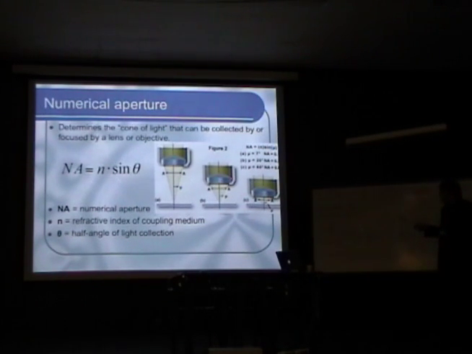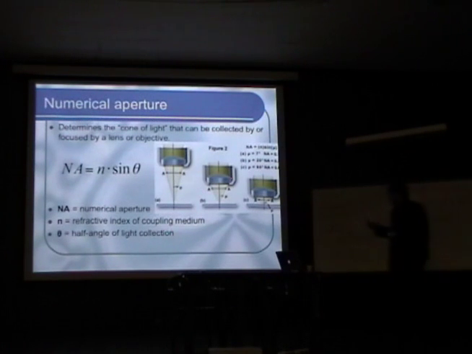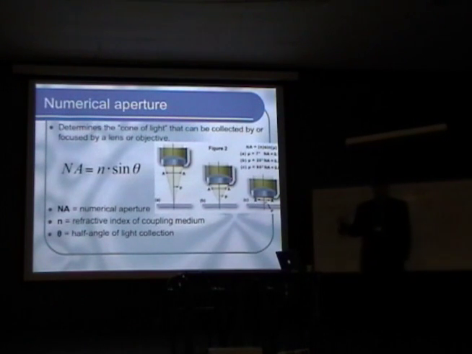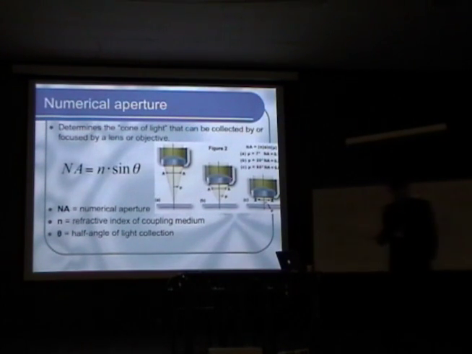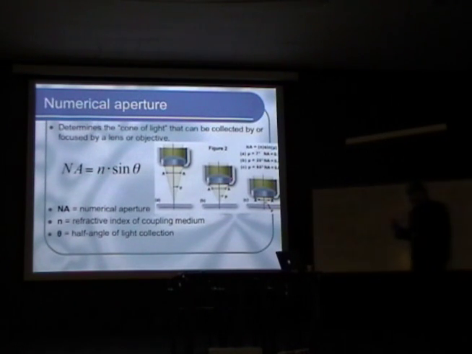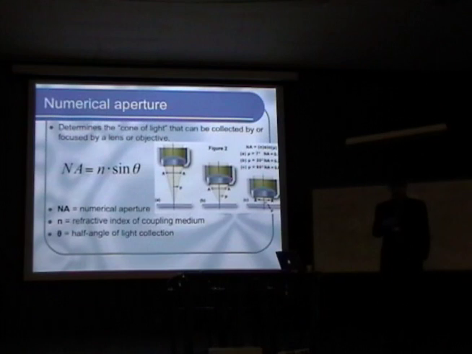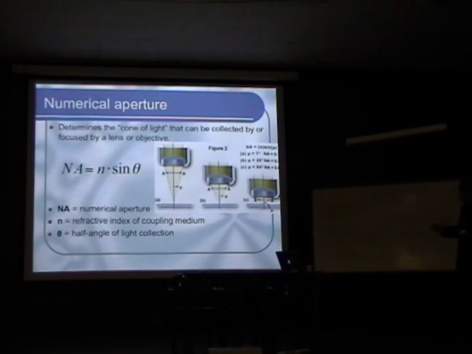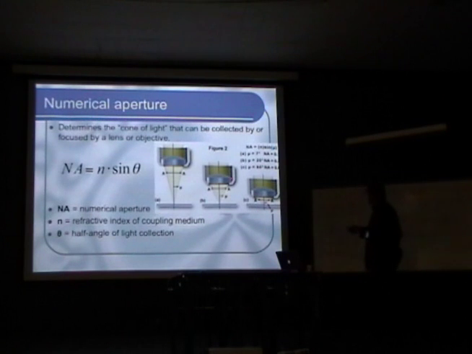And so you can see that from the definition, for an air objective, when the medium between the lens and the sample is air, the largest value of numerical aperture that we can have is close to 1, can be approaching 1. While for immersion oil objectives, that will depend on the index of the immersion oil, but in most cases it's less than 1.5. If the refractive index of the medium is 1.5, the numerical aperture value cannot be larger than that.